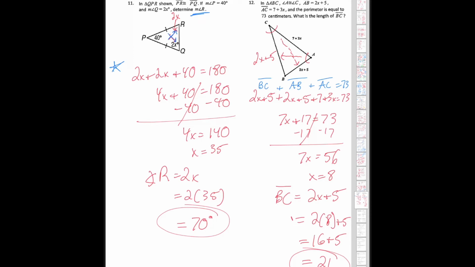We're looking for angle R. So I take that x, plug it back in for angle R, and I get 2 times 35. Angle R is equal to 70 degrees.